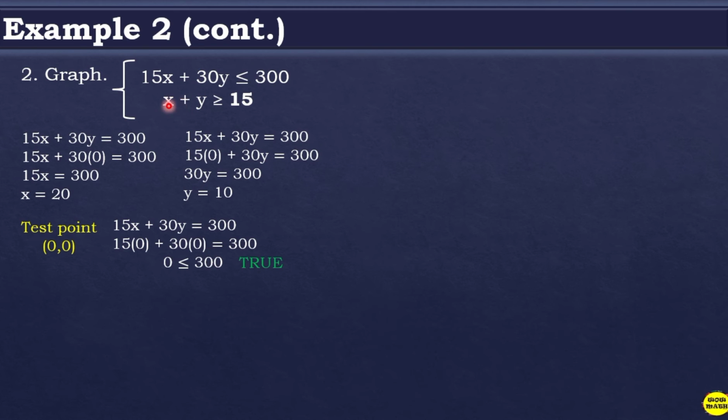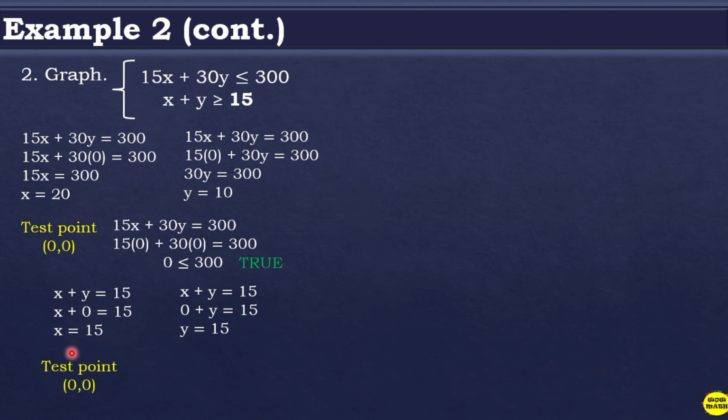Okay, proceed tayo sa ating second inequality. X plus y is equal to 15. So, lagi natin i-rewrite siya as equation. Okay, para makuha natin ang intercept. So, we will have our x-intercept is 15, our y-intercept is 15 also. Okay? So, kuha ng test point. Substitute natin yung test point, yung ordered pair niya 0, 0. So, you will get 0 is greater than or equal to 15. Is 0 greater than 15?